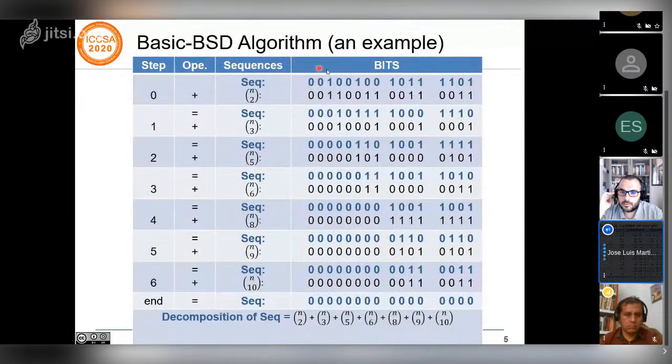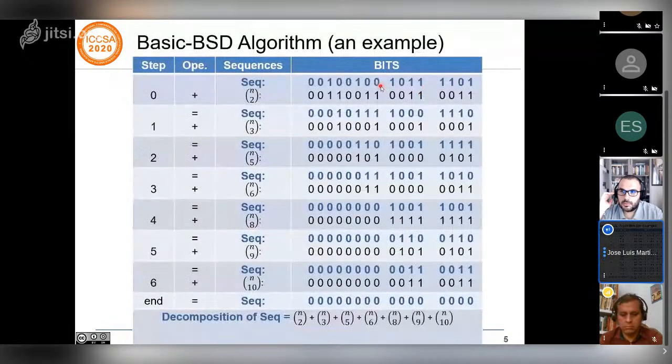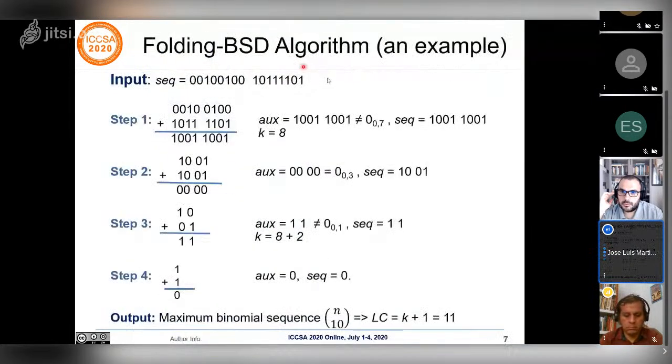And in every step, we are going to do n additions because we are adding up two sequences of the same length. This is a linear complexity algorithm. With the folding BSD algorithm, we are reducing the length of the additions and of the sequence by half. So we get a logarithmic complexity of the algorithm.